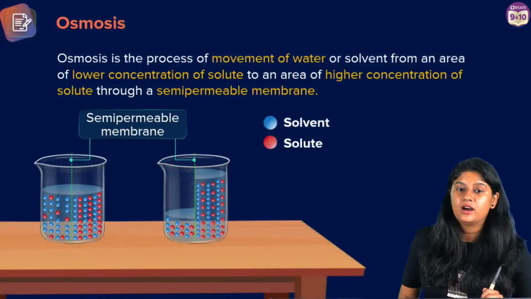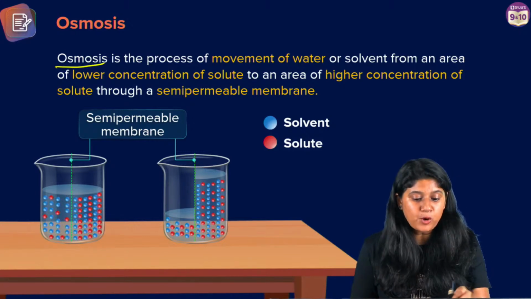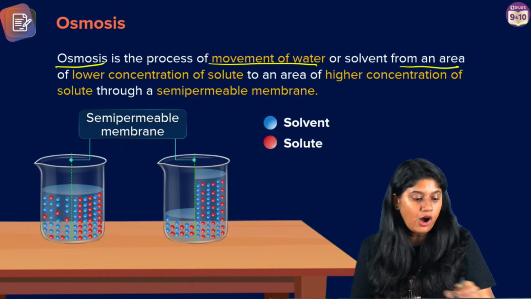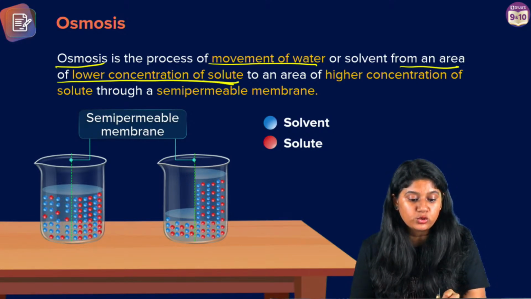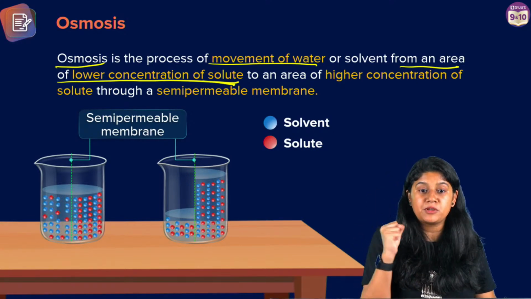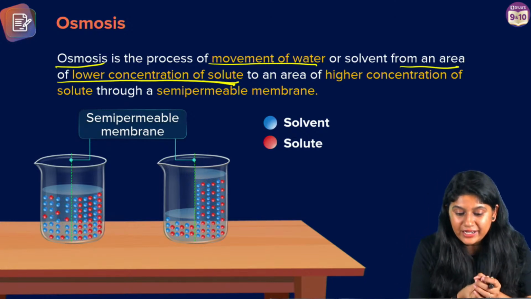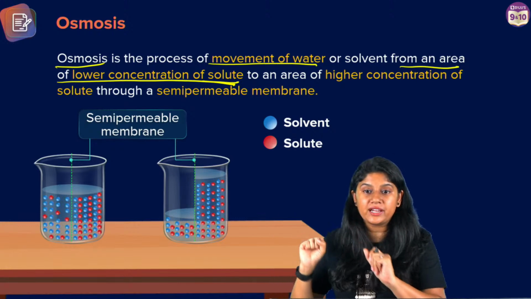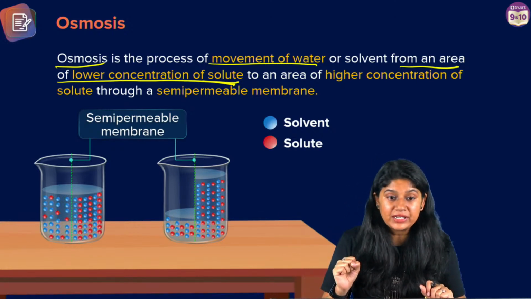Osmosis is a process of movement of water or solvent from the area of lower concentration of solute, where we have less solute, to the higher concentration of solute. Clear? Everyone, are we clear?